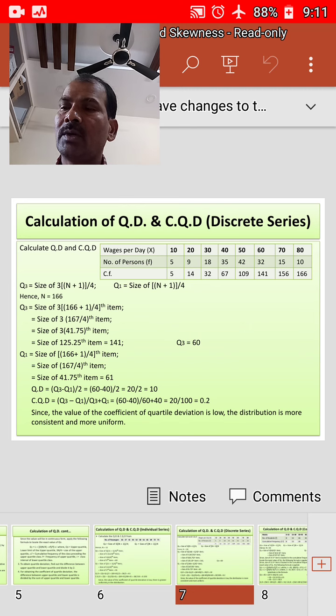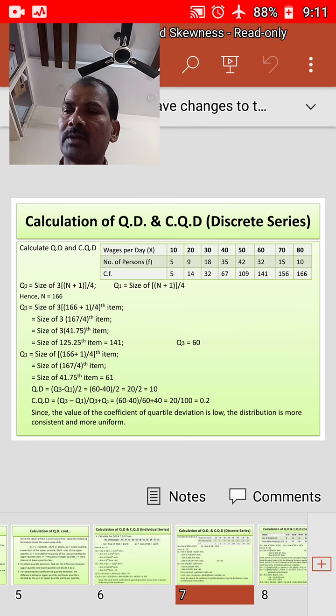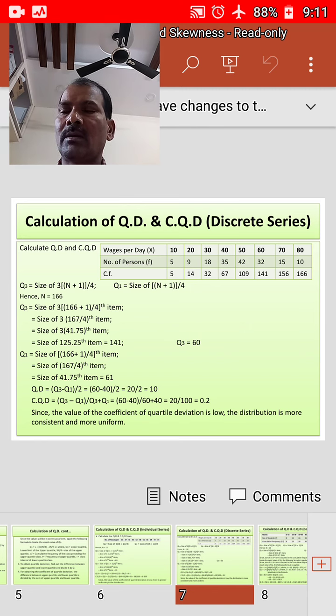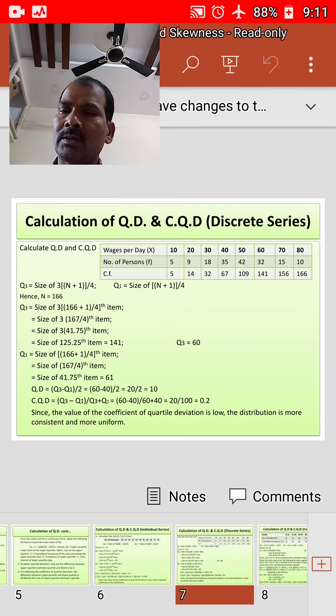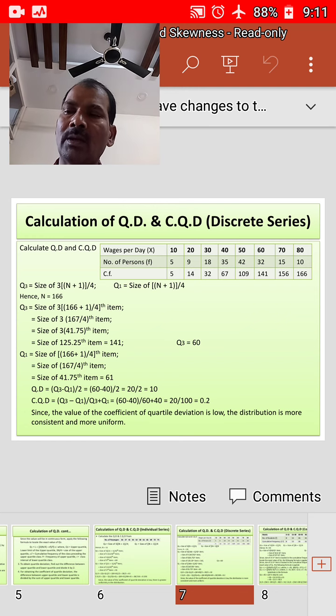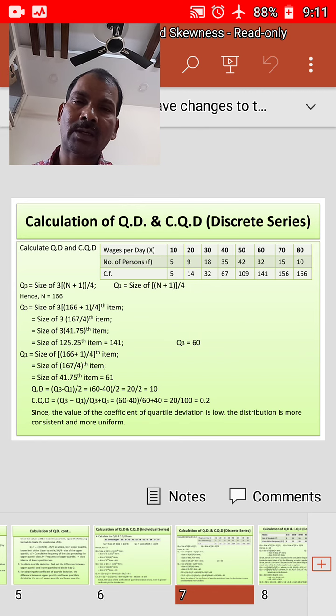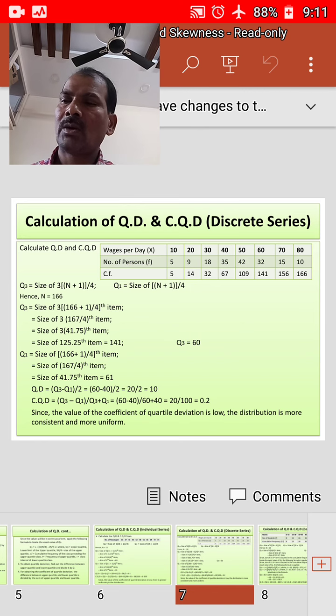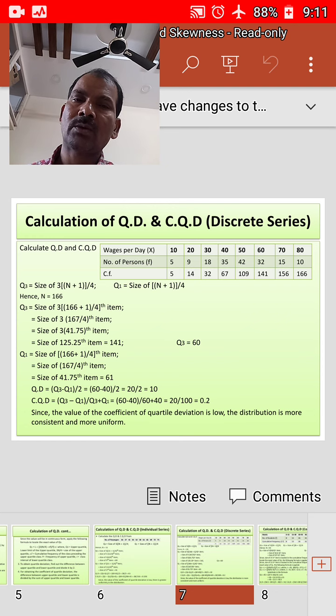Next, calculation of quartile deviation and coefficient of quartile deviation for a discrete series. For better understanding, we will consider one more problem on discrete series. Of course there is a small change between discrete and individual series: frequencies are not given in an individual series, but frequencies are given in a discrete series. The data given is wages per day in rupees: 10, 20, 30, 40, 50, 60, 70, 80, and the number of persons is also given.